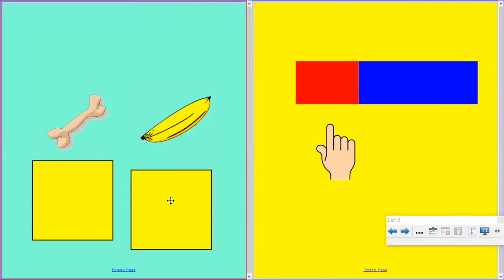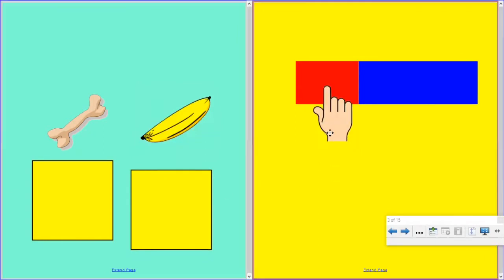Say the word banana. Stretch it out. B, b, banana. Do it with me. B, b, banana. Banana begins with a b sound. Bone and banana both begin with b. They begin with the same sound.